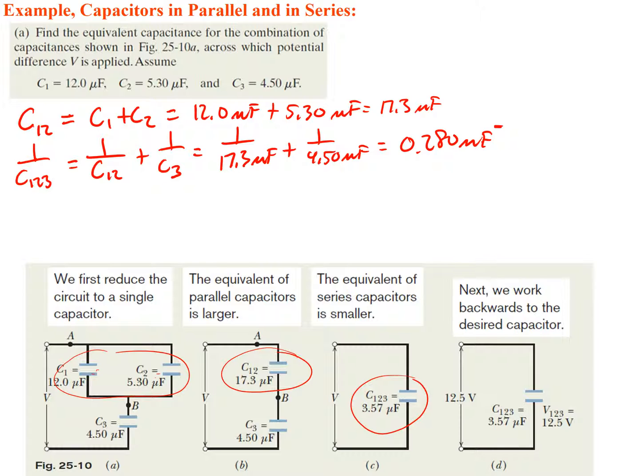So if I want to then find what actually, so this was 1 over C123. I want to find what C123 is, right? Just so it's in the numerator. So C123 is just going to be 1 over 0.28 microfarads to the negative 1.